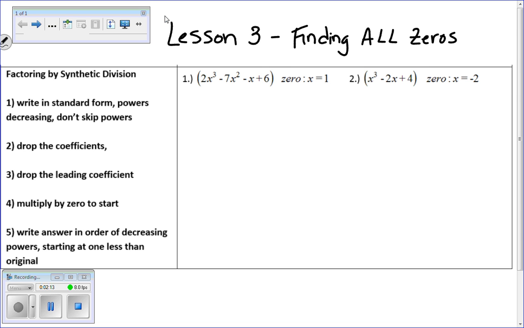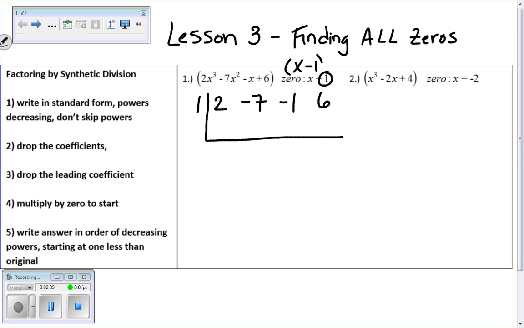So the steps are here: write in standard form, powers in decreasing order, don't skip powers. So what you do is you write down the coefficients of all the powers. So I have 2, -7, -1, and 6. And then on the outside, you write your 0. So if you're given a factor, where I just said our factor was x minus 1, you put your 0 on the outside. So it's not -1 on the outside, it's going to be +1. And your very first step is to drop down that first coefficient.